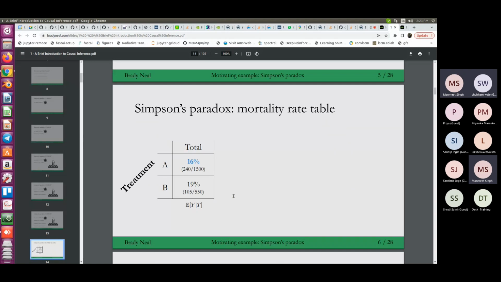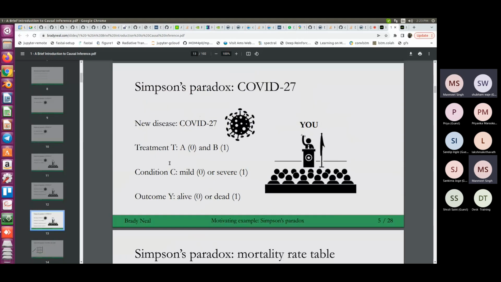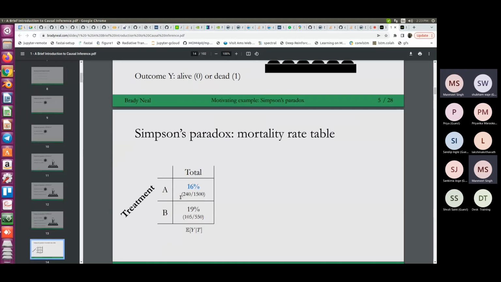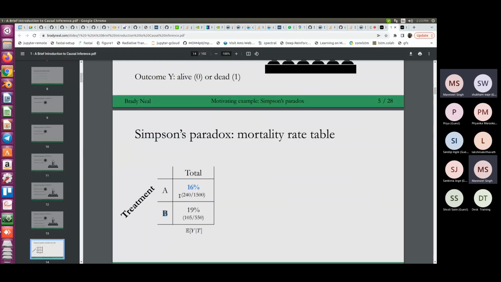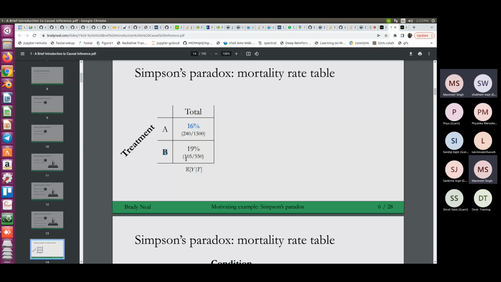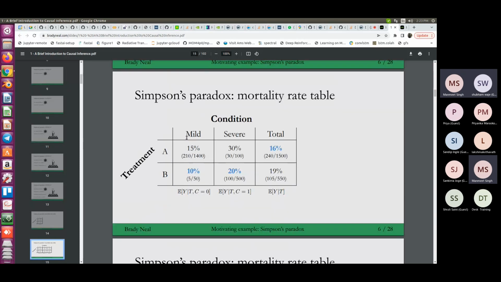Now this is the mortality rate table. So A is all the people who have not been given the treatment, and B comprises the people who have been given the treatment. So the mortality rate in case of A, 240 people died out of 1500, and in case of B, that is when the treatment is given, 105 people died out of 550. So 19% are dying here, 16% mortality rate in this case.